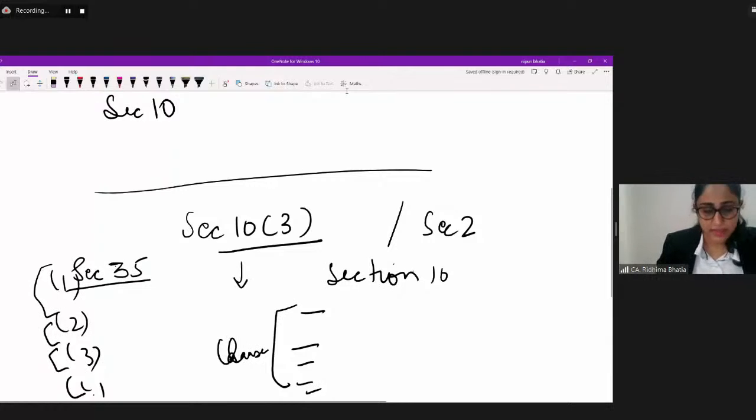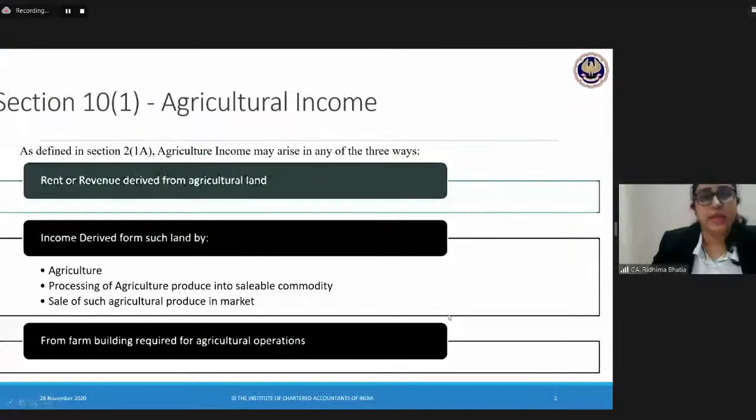Okay, so now we begin with our first thing first, section 10 clause 1, which is called agricultural income. Now agricultural income, students, is exempt from tax. Why is it exempt? Because the constitution specifically says that central government cannot levy tax on agricultural income. So agricultural income by constitution comes as exempt and the center has no authority to levy tax on it.